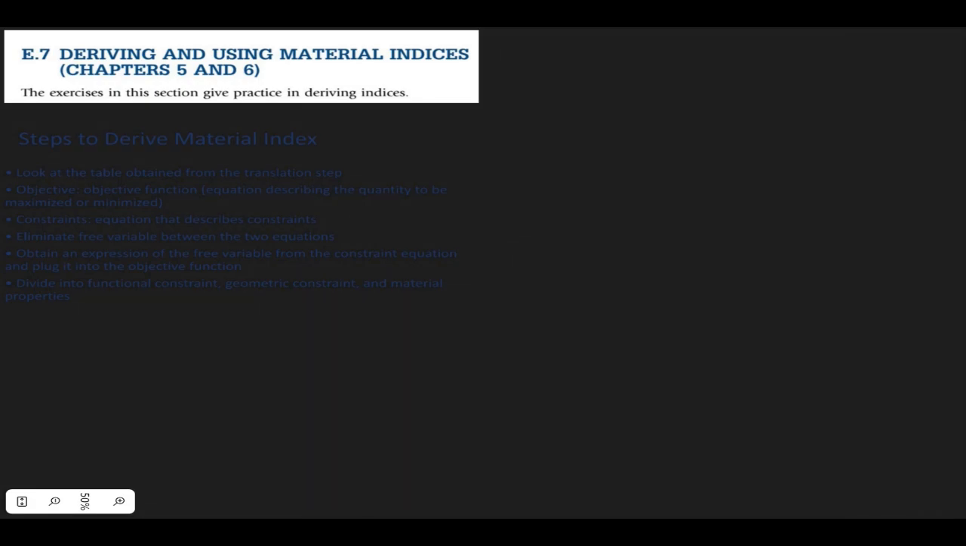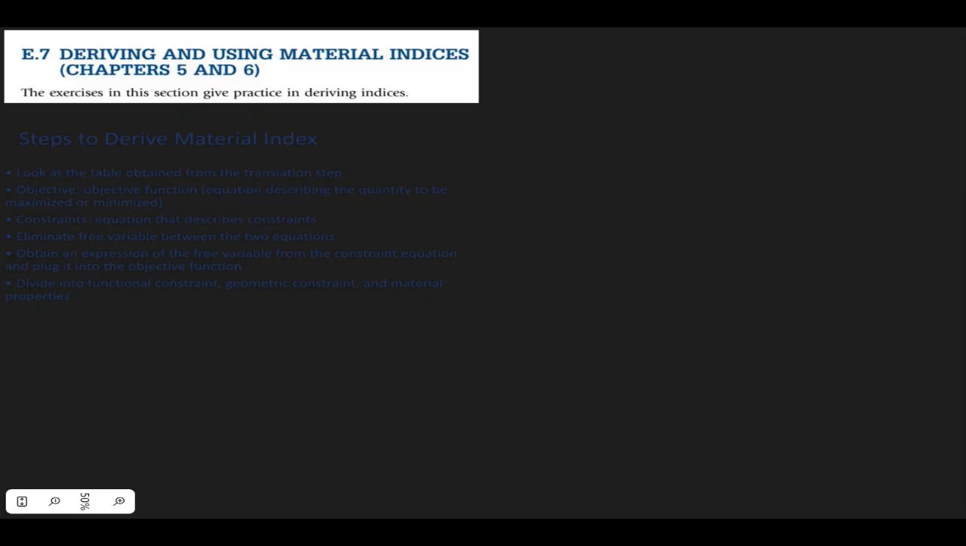In this series, we'll be looking at questions from chapter 7 or chapters 5 and 6 that involve exercise 7. We'll be looking at how to derive material index. If you look at what I have on the screen, it involves the steps to derive material index. If you understand these steps, this course will be very easy for you. This is the basic foundation in deriving material index and passing through this course.